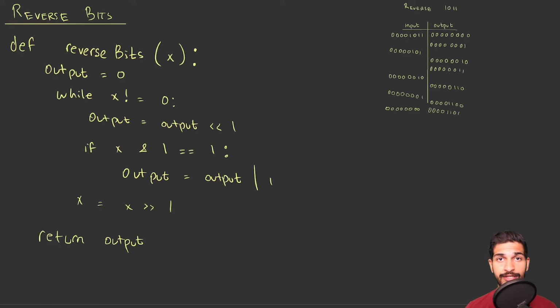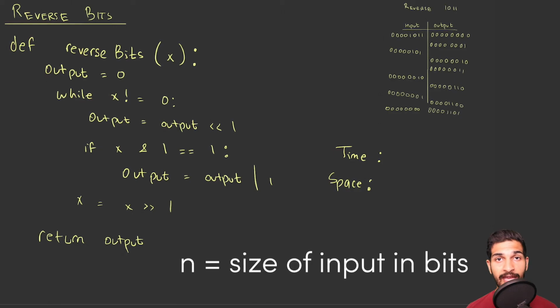All we should do now is analyze the time and space complexity. Our time complexity is fairly straightforward, so the only times that we do actual work are in this while loop, and it's while our input is not equal to 0. Because our input decreases in size by 1 bit each time, that means that our while loop is going to run linearly with the size of our input in bits. So if we take n to be the number of bits in our input, then our time complexity is linear in that n, so it's big O of n time complexity.